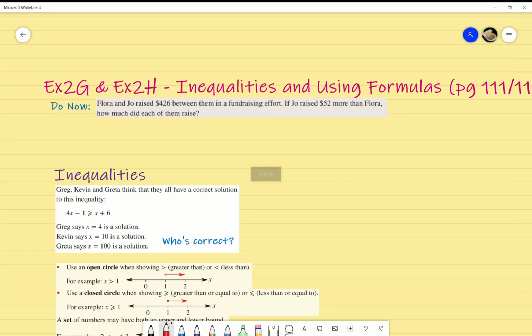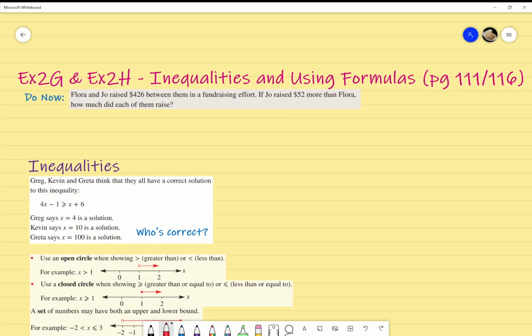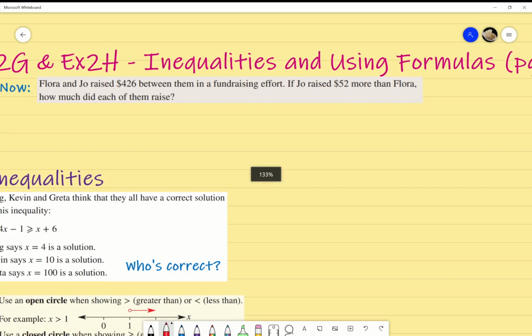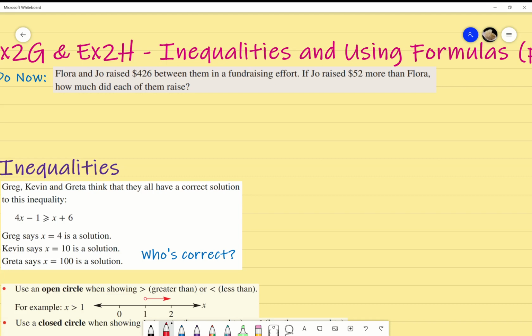This is an introduction to exercise 2G and 2H on inequalities and using formulas, page 111 and 116 respectively of your textbook. We're going to do now a question from exercise 2F based on worded equations. In this question, we have Flora and Joe who raised $426 between them in a fundraising effort. If Joe raised 52 more than Flora, how much did each of them raise?